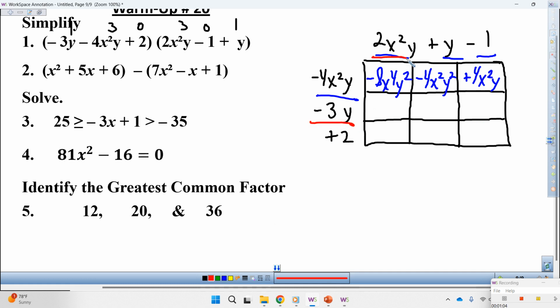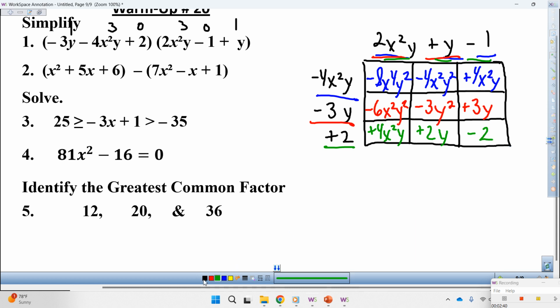So we got negative 3y times 2x squared y, which is negative 6x squared y to the 2nd. Negative 3y times y, that's negative 3y to the 2nd. And negative 3y times negative 1, that's positive 3y. So far so good, yes? All right, and lastly, the 2 times all these 3, so we got a positive 4x squared y. We got a positive 2y and a negative 2.